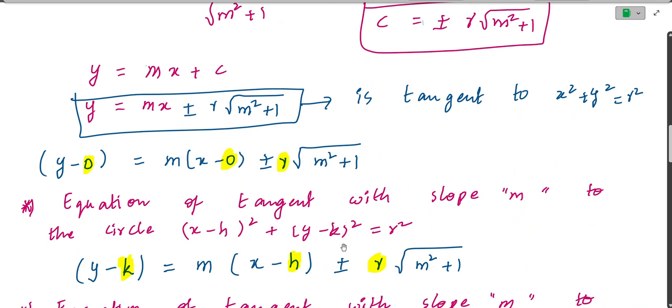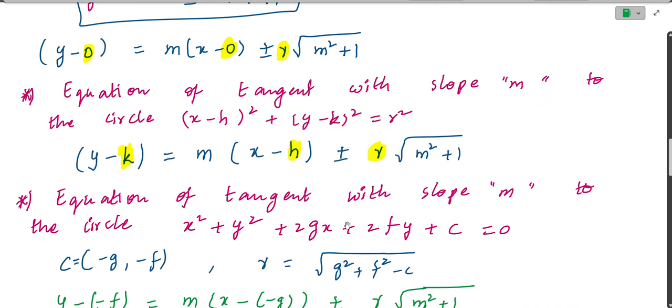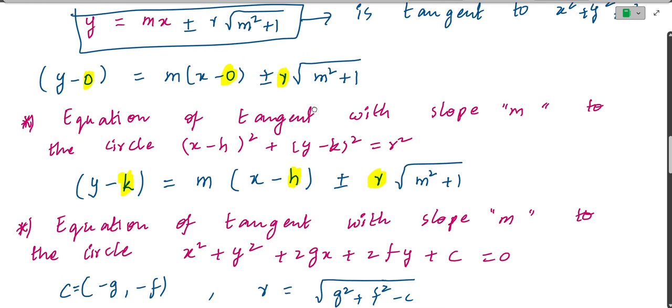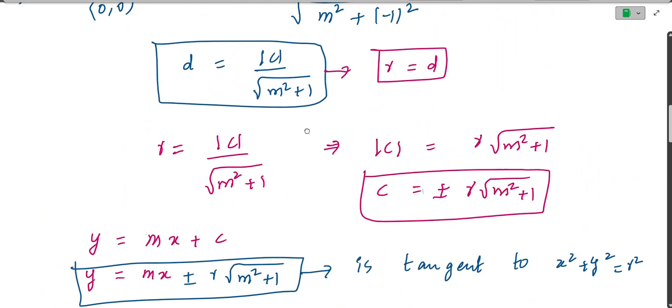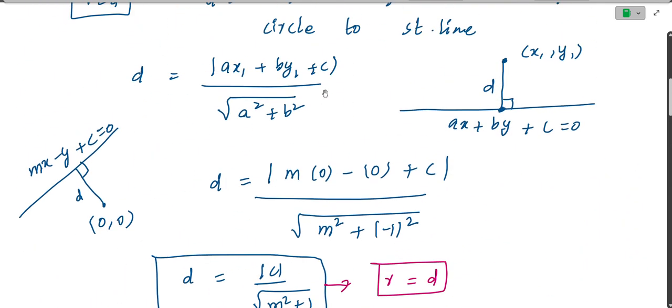That's it for this video. I hope you have understood very well the equation of the tangent whenever the slope of the tangent is given, and how to find the equation of the tangent.